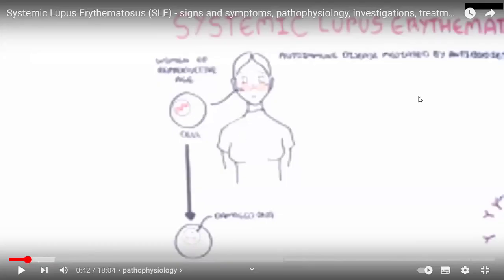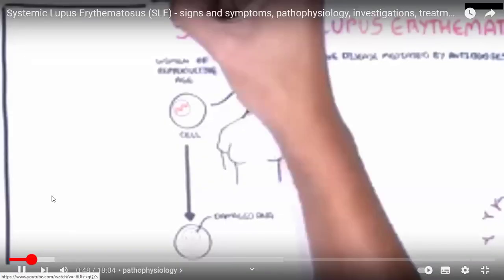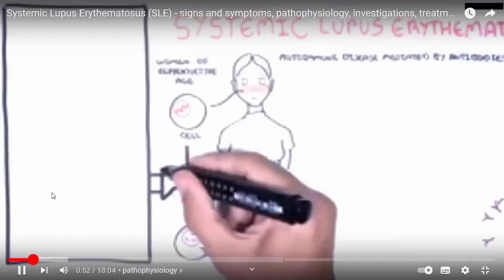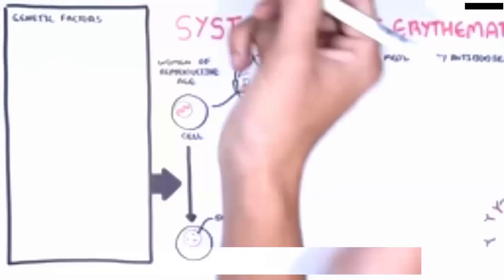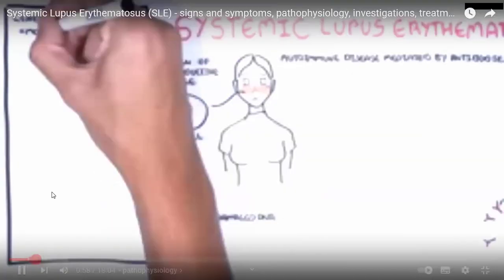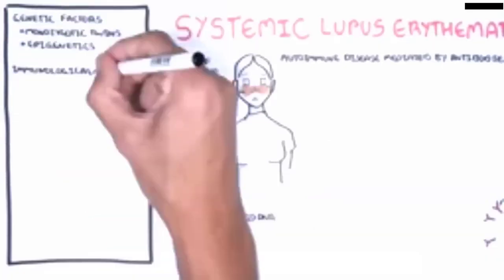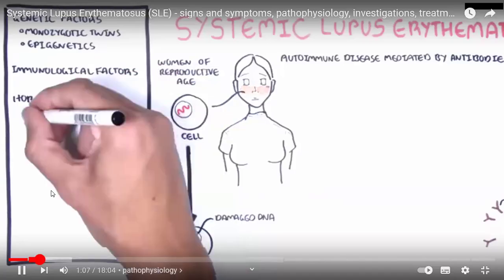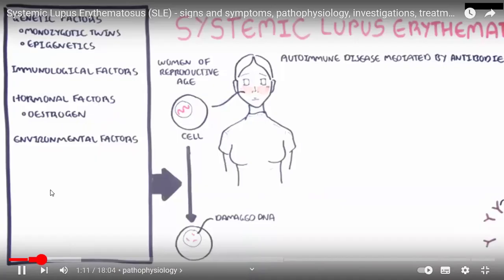Injury to a group of cells can subsequently lead to organ injury. The pathophysiology of SLE is thought to involve an interplay between genetics, for example, SLE is seen in monozygotic twins, and also the influence of epigenetics, immunological factors, hormonal factors such as estrogen, and mainly environmental factors. Environmental factors are thought to be the initial trigger for SLE.